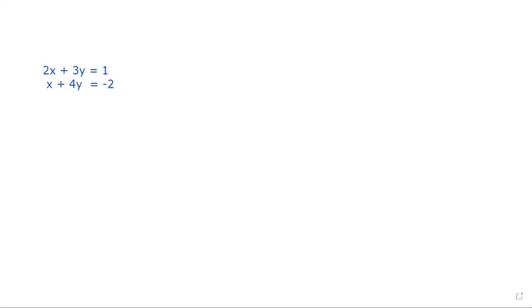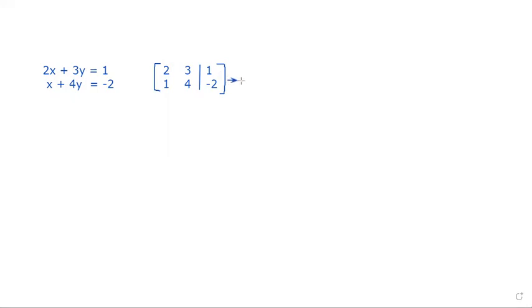So the first thing we want to do is set up a matrix here. We would like to set this up as 2, 3, and 1, and here, 1, 4, and -2. So what we did, we set up the coefficients, and also the solution vector. So now we have to do this.